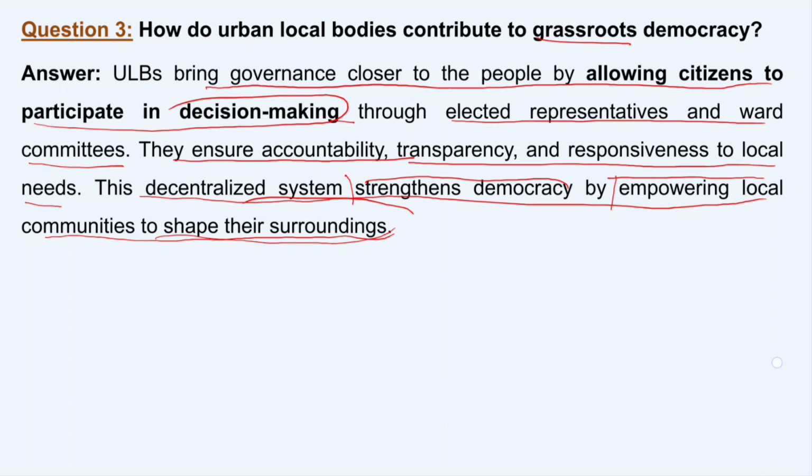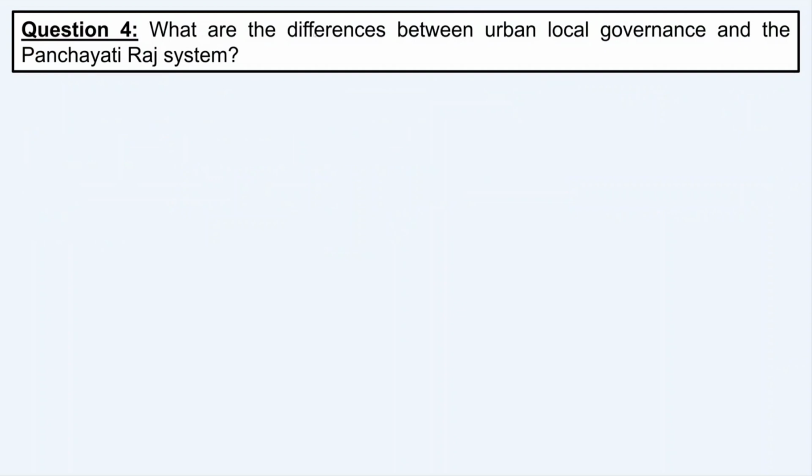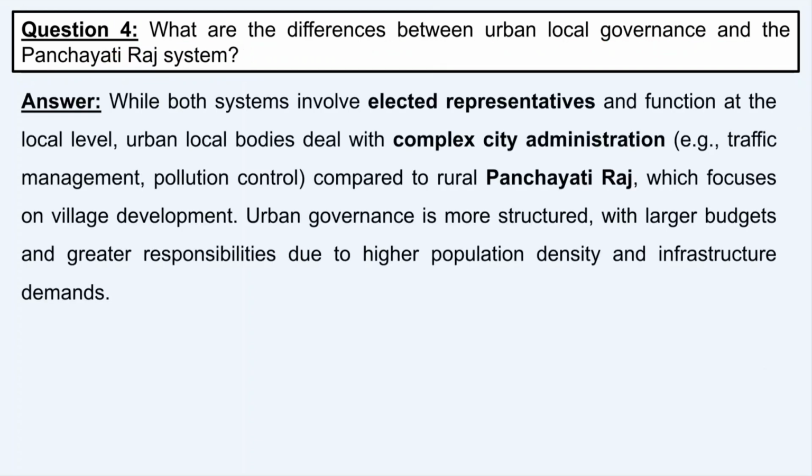Now let us move to our next question: what are the differences between urban local governance and the Panchayati Raj system? So now let us see the difference. More or less these are similar, because both of them operate locally, but the major difference we are going to see here is about the area and the population. Both systems elect their representatives, like in the village they have the panchayat, and both function at the local level.